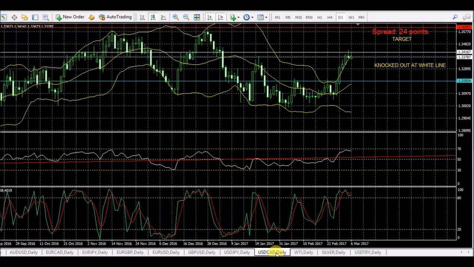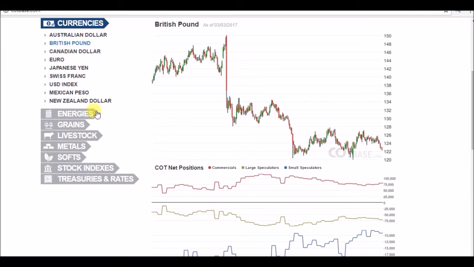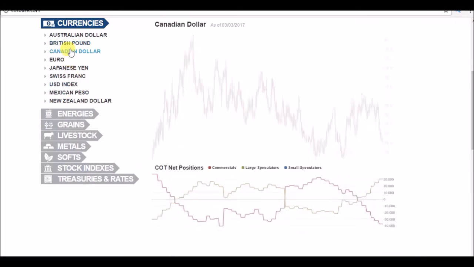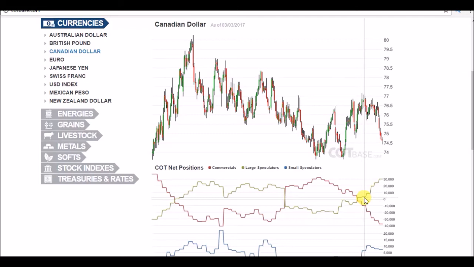Oh, the Canadian dollar. Let's have a look at the commitment of traders. God, this is awkward. Canadian dollar. Yes, here we go. It has actually got more of the commercials going short, and it's got more of the speculators going long. So you have this big gap between the two. They're definitely feeling long the USD, short the Canadian dollar. Back to the chart.